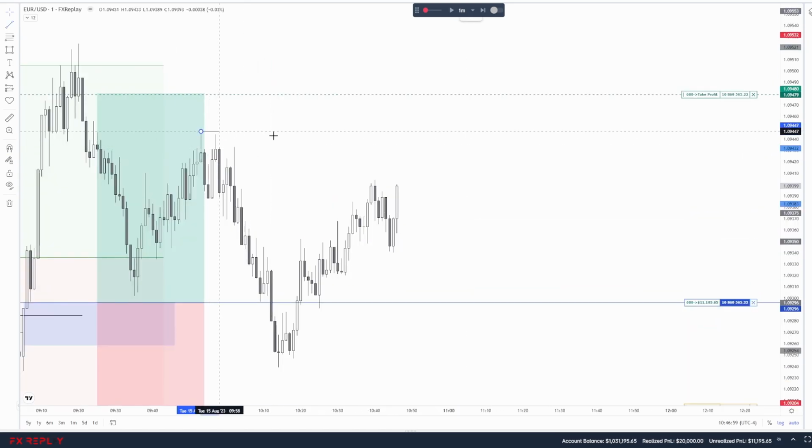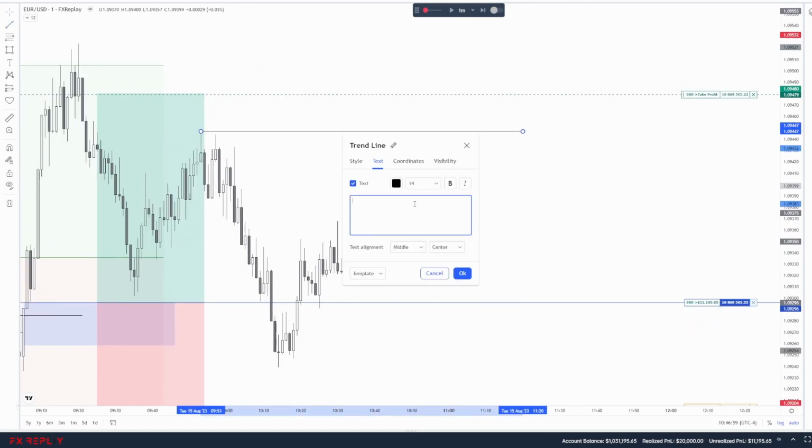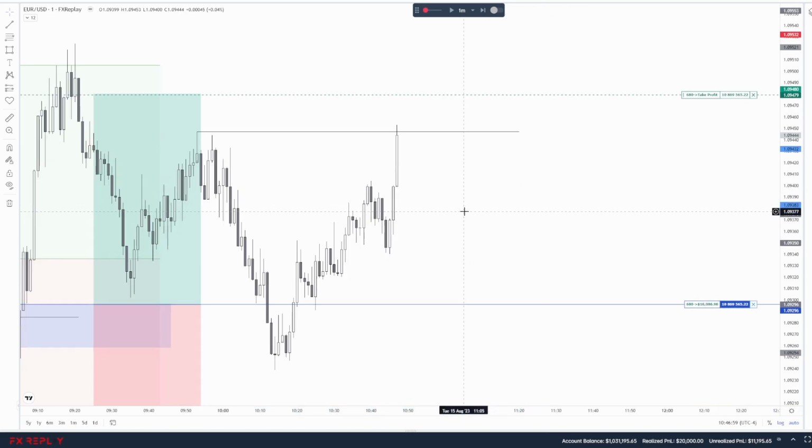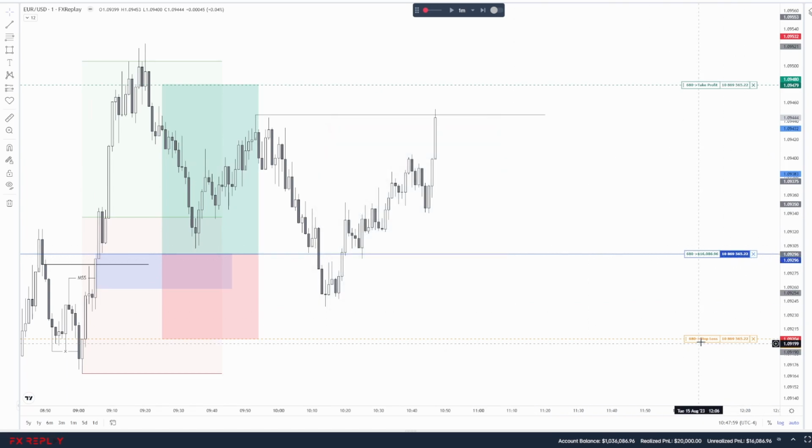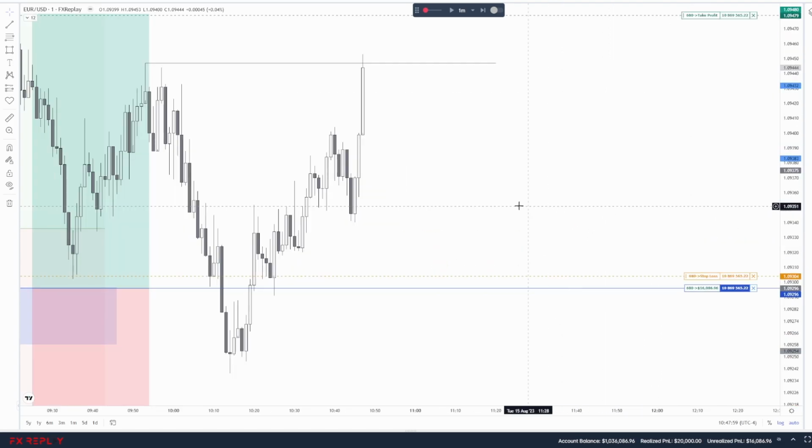What I'm also going to do is use this level to close 75% of my position, because that is the low hanging fruit. So that seems to have been hit right now. So let's close 75%, and I'm going to move my stop loss around break even and cover potential commissions.